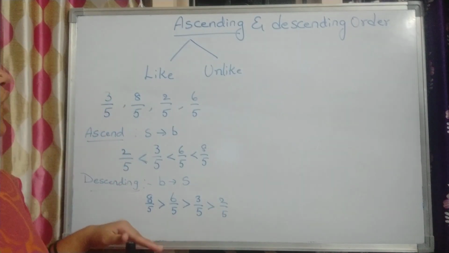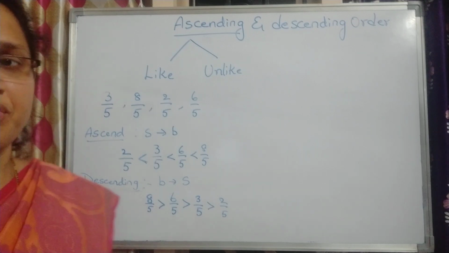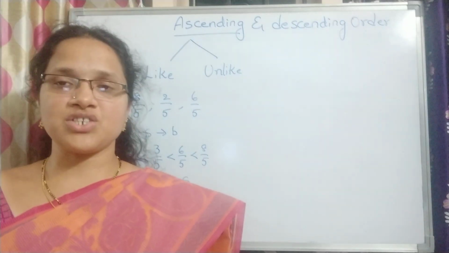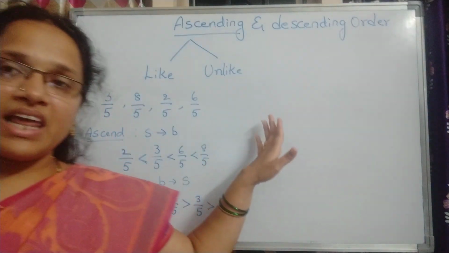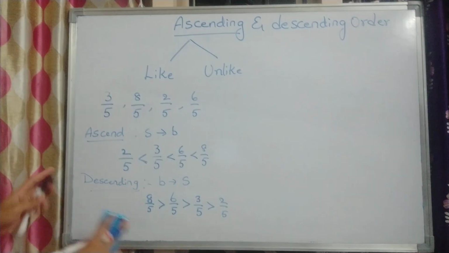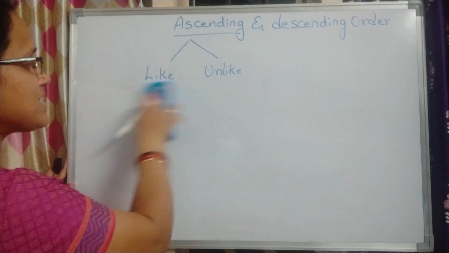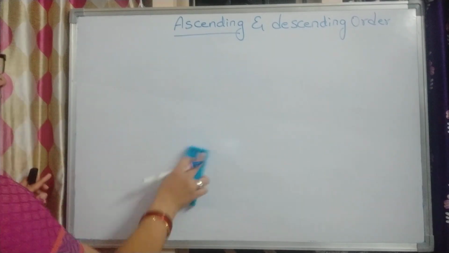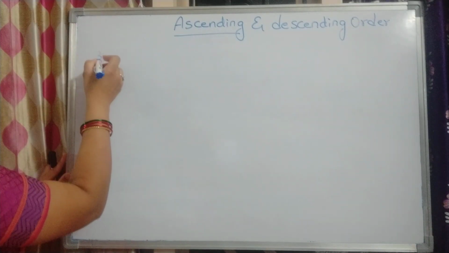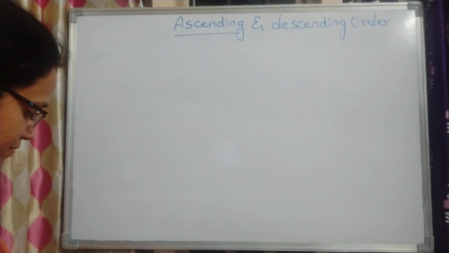So this is the way you write ascending and descending order for like fractions. Okay, now coming to the unlike fractions. Actually it takes a little time for unlike fractions. So I just want to clear the board and give you a good example for unlike fractions when they are given. Now see, suppose there is a different question for an unlike fraction.